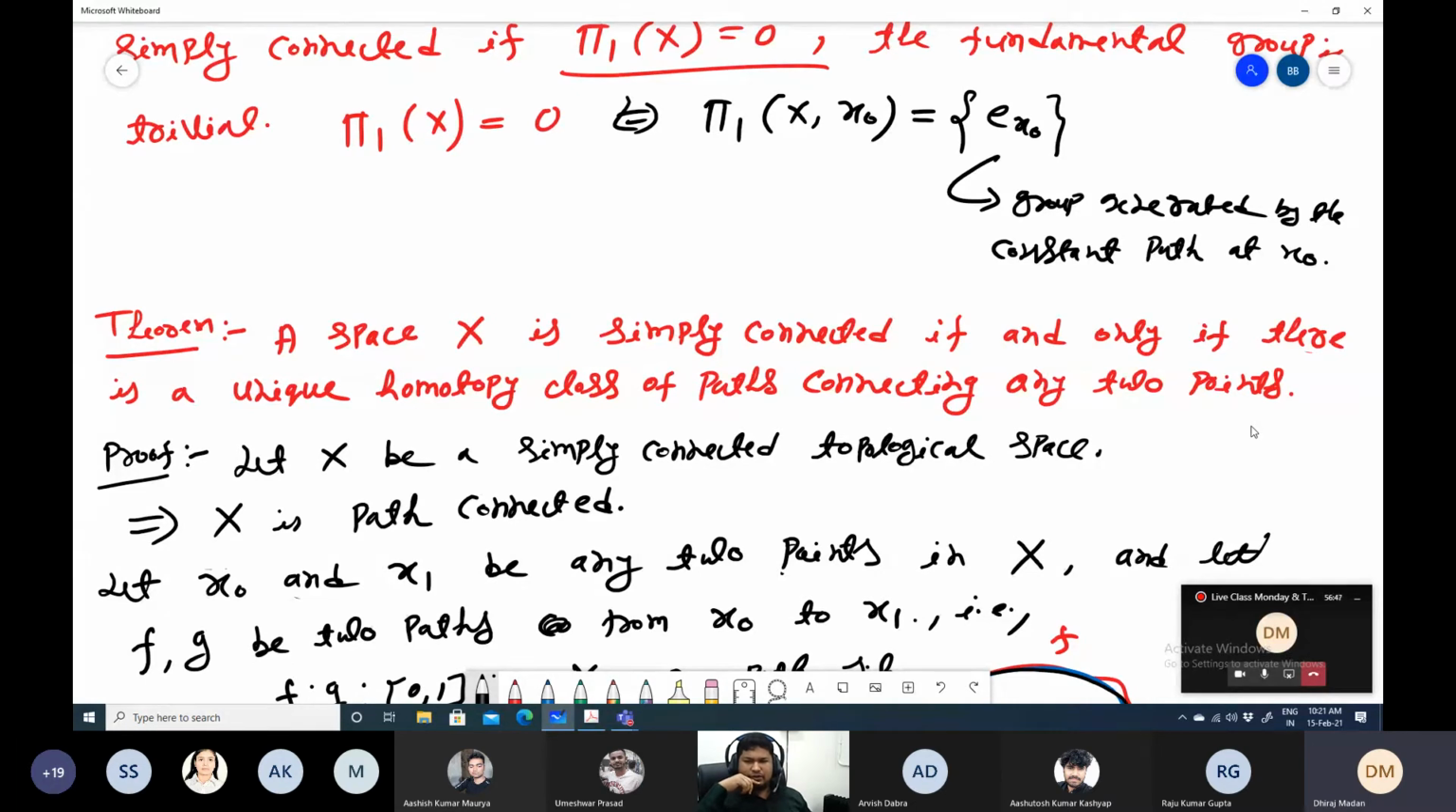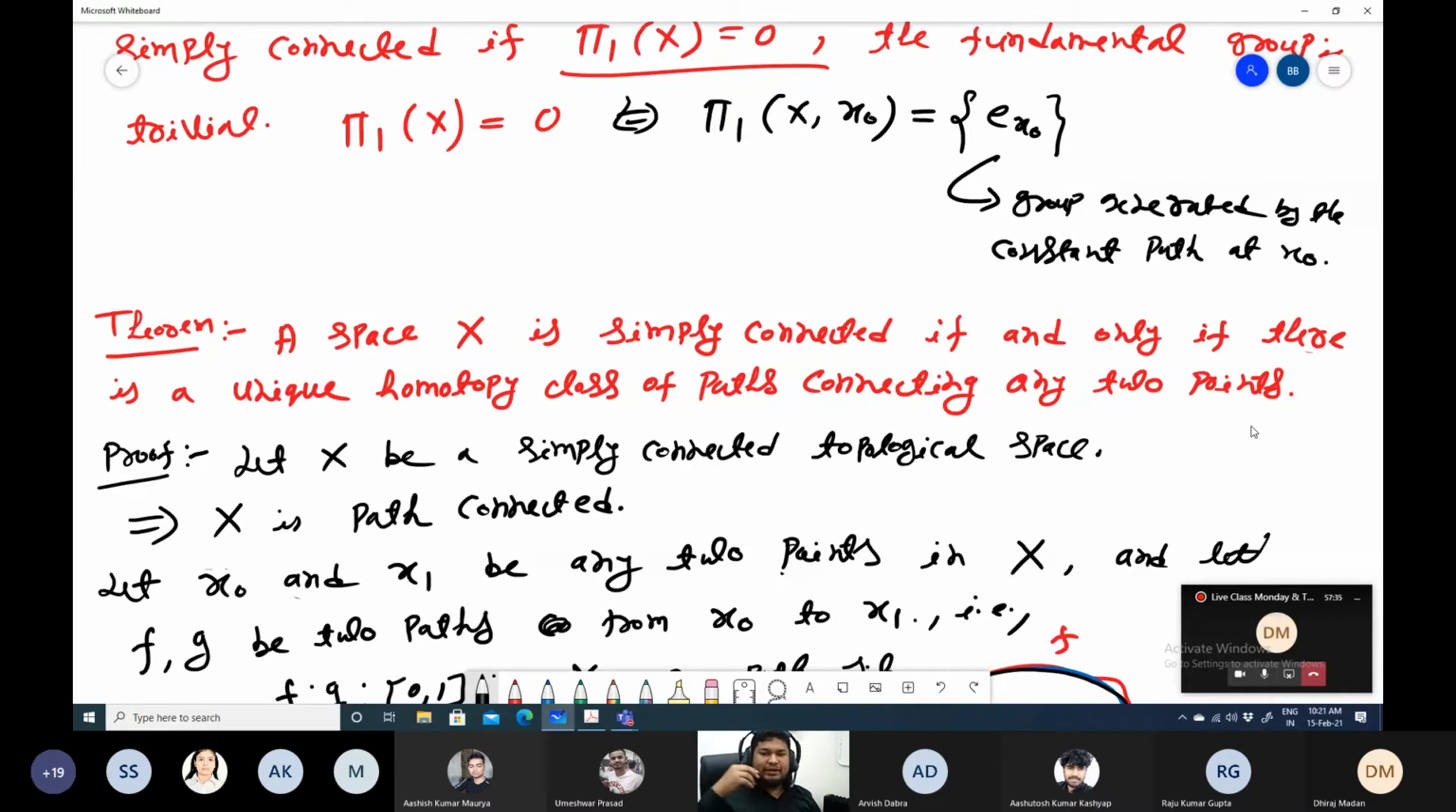No, we are just saying that there is a unique homotopy class of paths connecting any 2 points, but that means we are giving the existence of a path first of all, and then we are proving that it is unique. So actually this statement is saying that there is a path connecting any two points, and those classes are unique. Okay, thank you. The statement is actually that there is a path connecting any 2 points, and if you take the collection of those paths, they form a unique homotopy class. That's all.